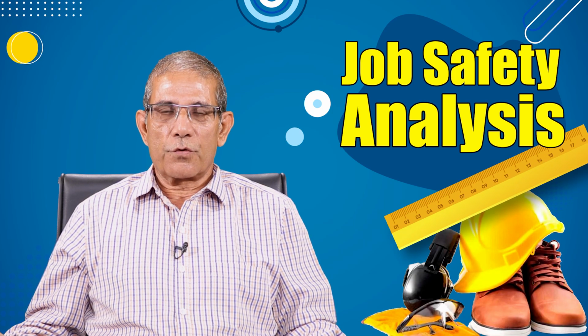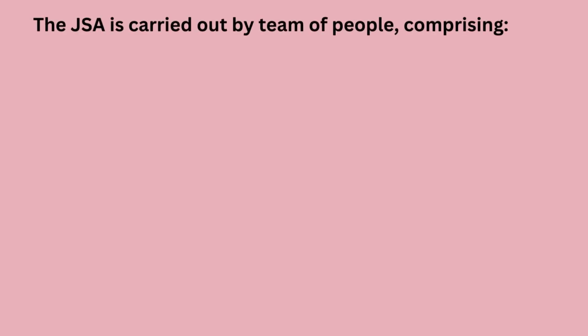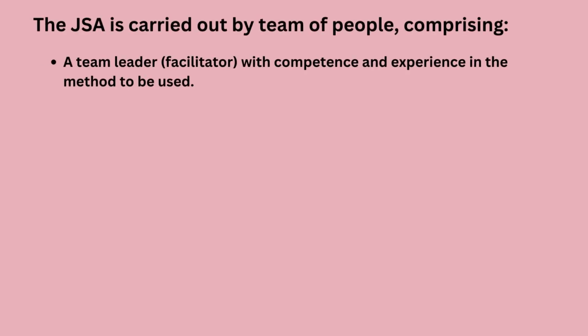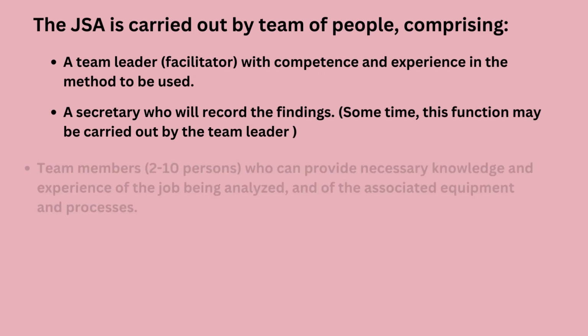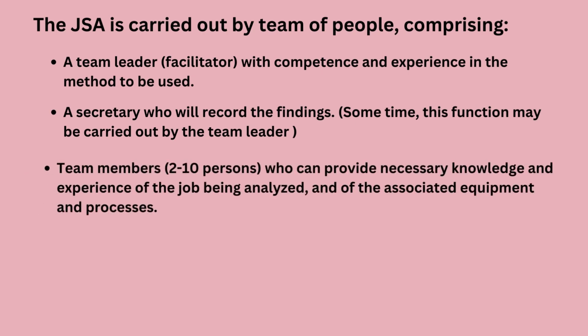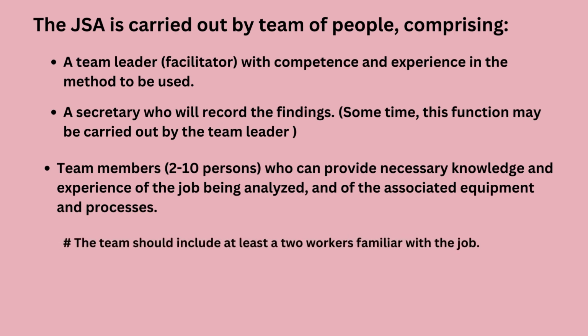A team is constituted for carrying out job safety analysis. The team will have a leader or facilitator with competence and experience in the method to be used, and a secretary who will record the findings. Sometimes this function may be carried out by the team leader. Team members, 2 to 10 persons, can provide necessary knowledge and experience of the job being analyzed and of associated equipment and processes. The team should include at least 2 workers familiar with the job.